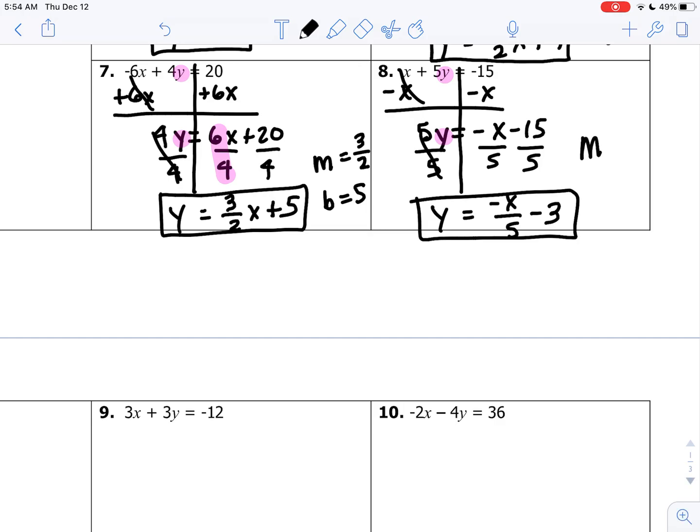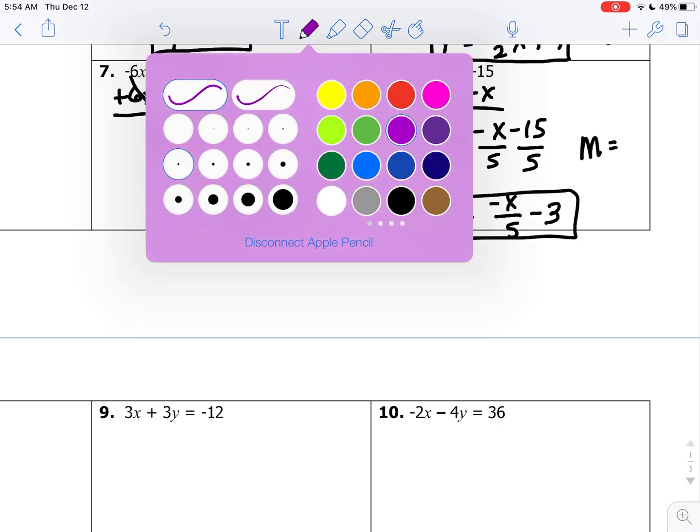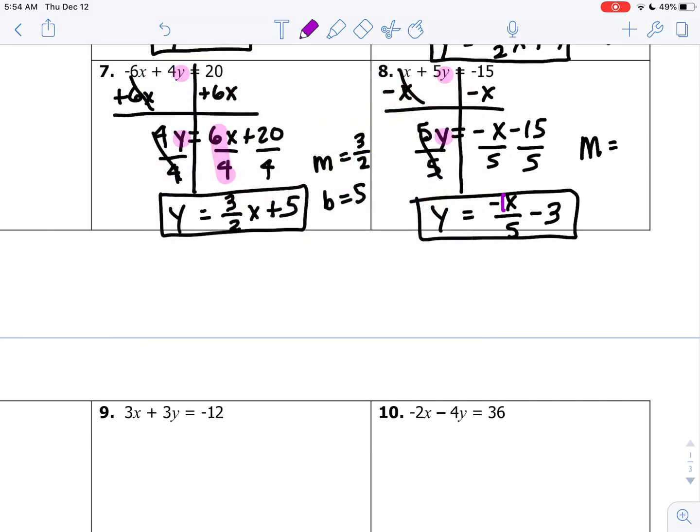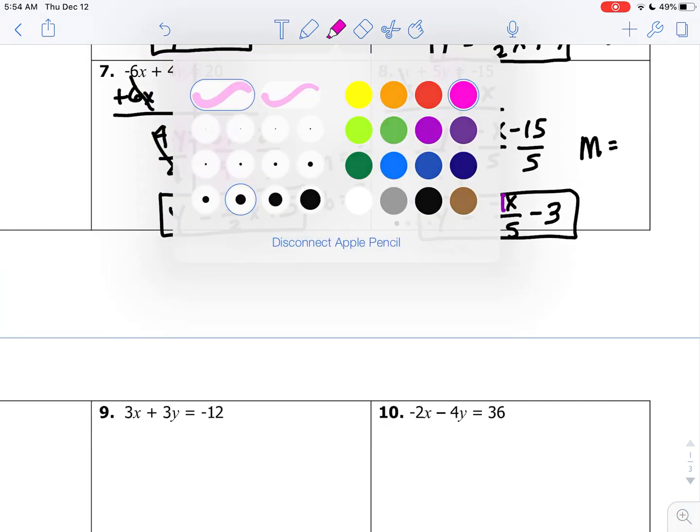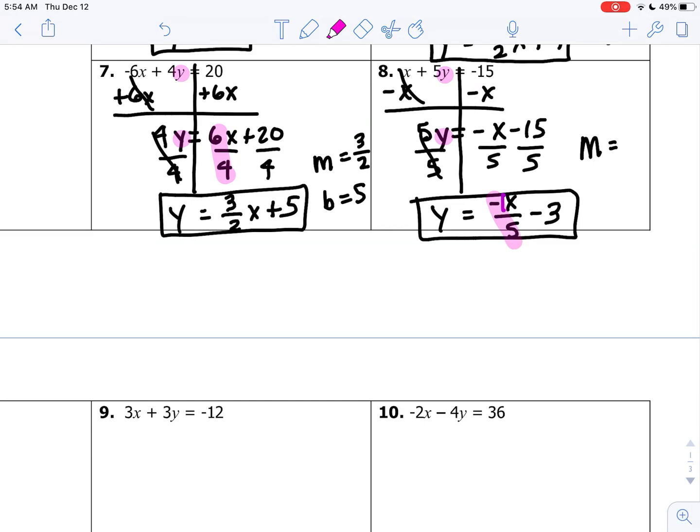And then when we identify the slope, remember there's a 1 here in front of this x. So that is not a negative 5, it's a negative 1/5. It's a fraction. So my slope is negative 1/5, and my b, my y-intercept, is negative 3.